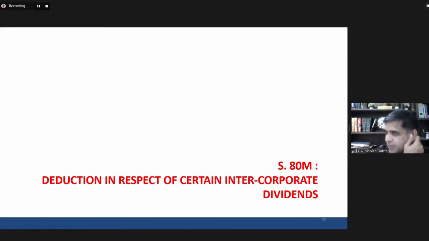This is the logic, the background of 80M. If you get that background clearly, understanding the language becomes a little bit easy. What is the message the section is trying to give you? If that idea is clear, then the meaning becomes relatively simpler. So a subsidiary declares a dividend to holding, and holding declares a dividend to its own shareholder. Normally, the same amount will become taxable two times, in the hands of holding and then again in the hands of the shareholder of the holding. Now let's see what section 80M is providing in this respect.